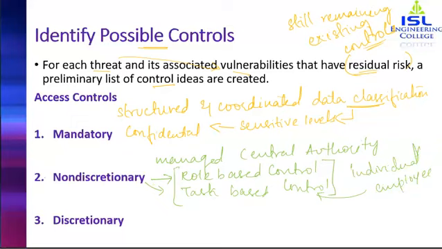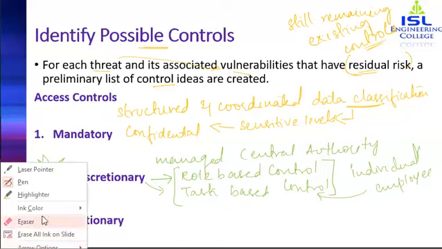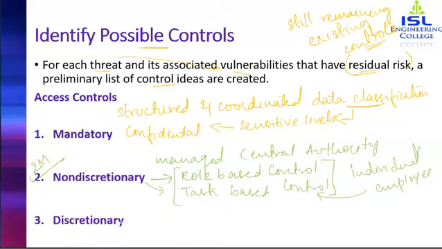Non-discretionary access control is important for 2 marks also. Then comes the discretionary access control. This discretionary access control is also called DAC. The first one was also called MAC. The discretionary access control, or the DAC, gives the ability to share resources.